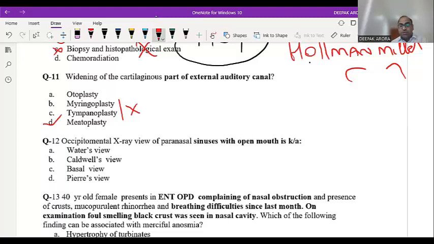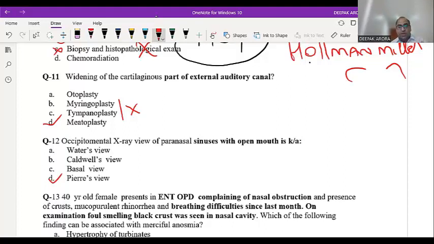Occipitofrontal. If the examiner asks you occipitofrontal, that is your caudal view. Occipitomental is your Waters view with open mouth, where I'm using this for my sphenoid sinus. And what is the name of this view? It is your Pierce view.